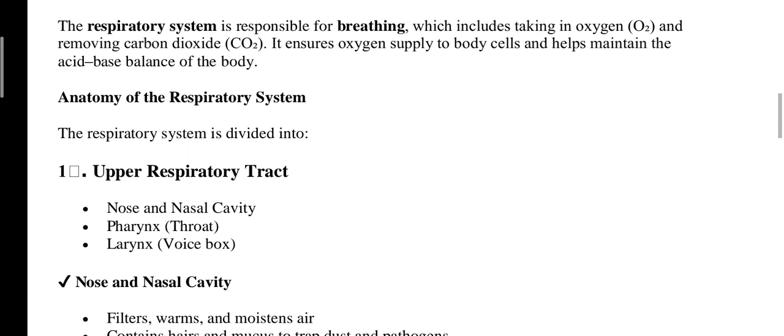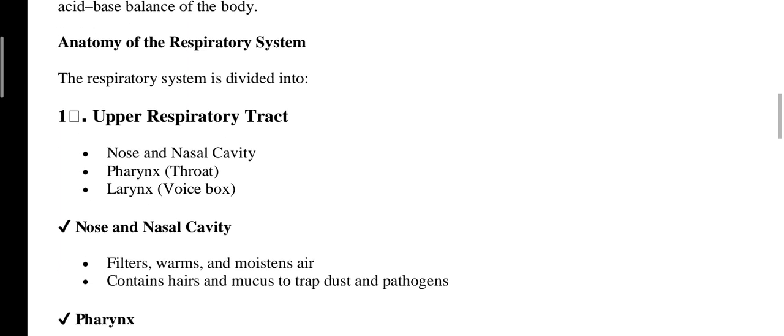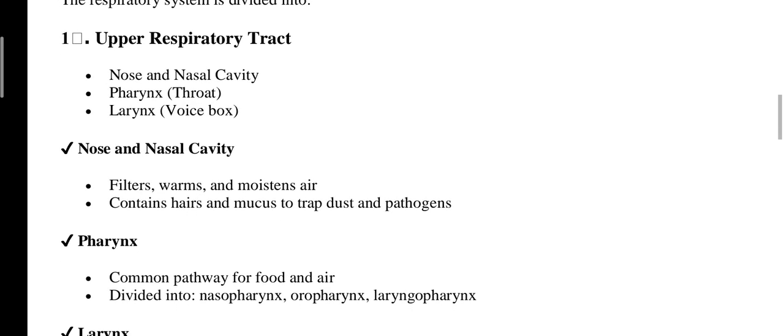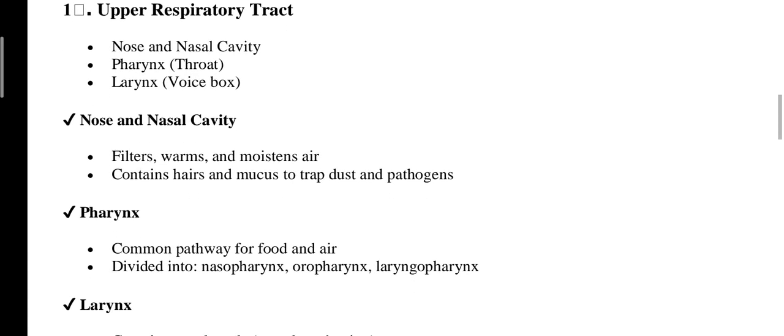Anatomy of the respiratory system means which parts and organs come under the respiratory system. The respiratory system is divided into the upper respiratory tract and lower respiratory tract. In the upper respiratory tract, there are three parts: nose and nasal cavity, pharynx (also called the throat), and larynx (voice box). In the nose and nasal cavity, it filters, warms, and moistens air. It contains hairs and mucus to trap dust and pathogens.